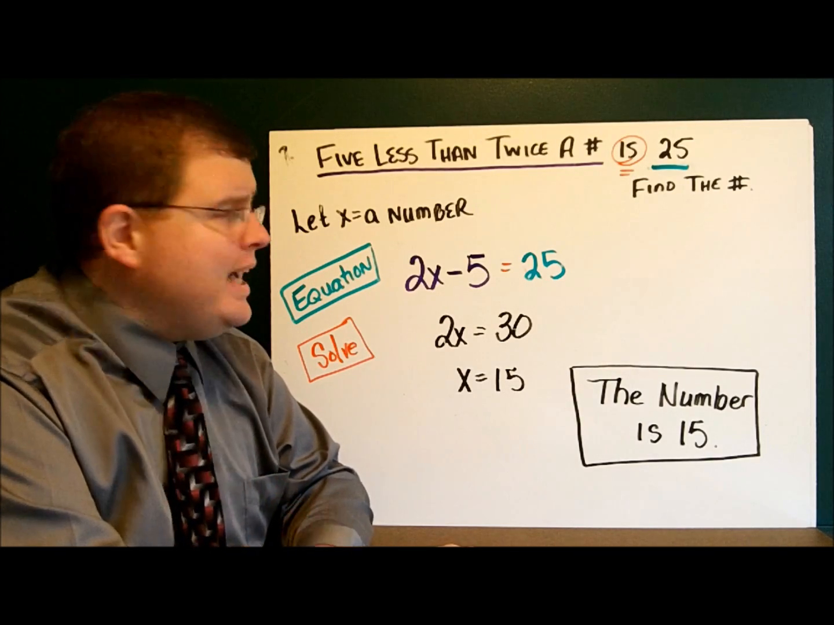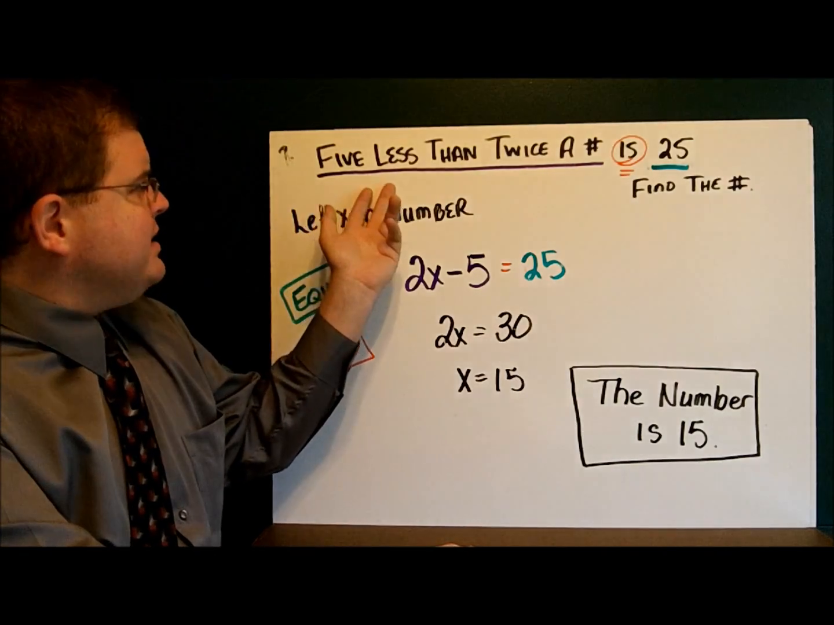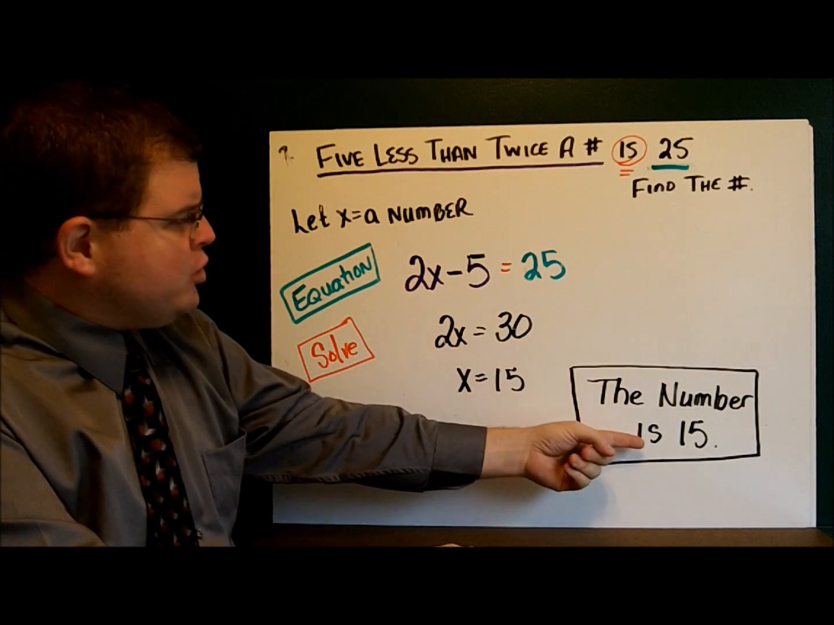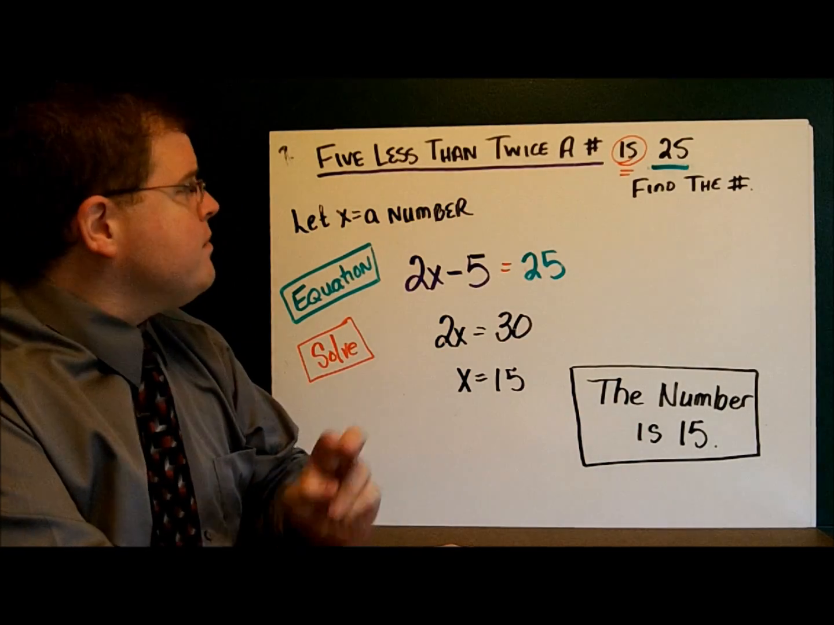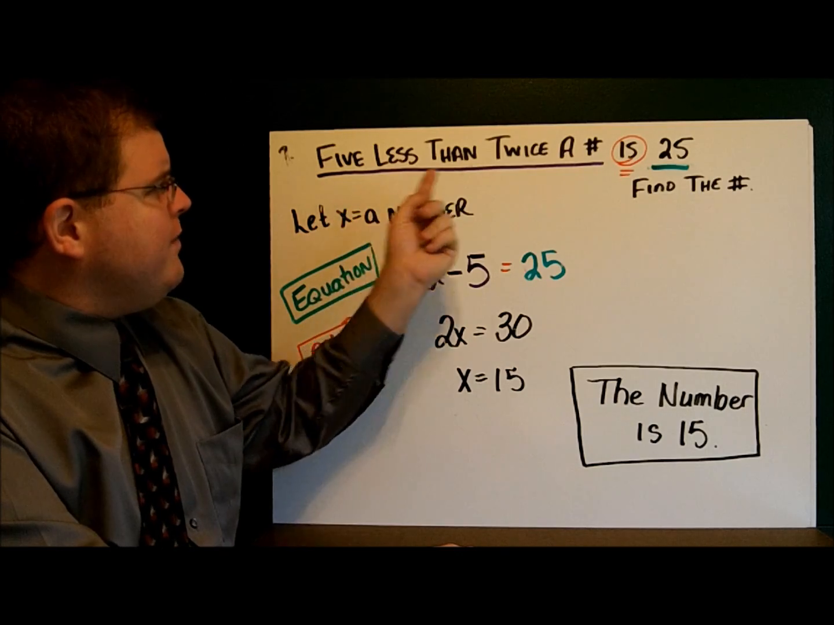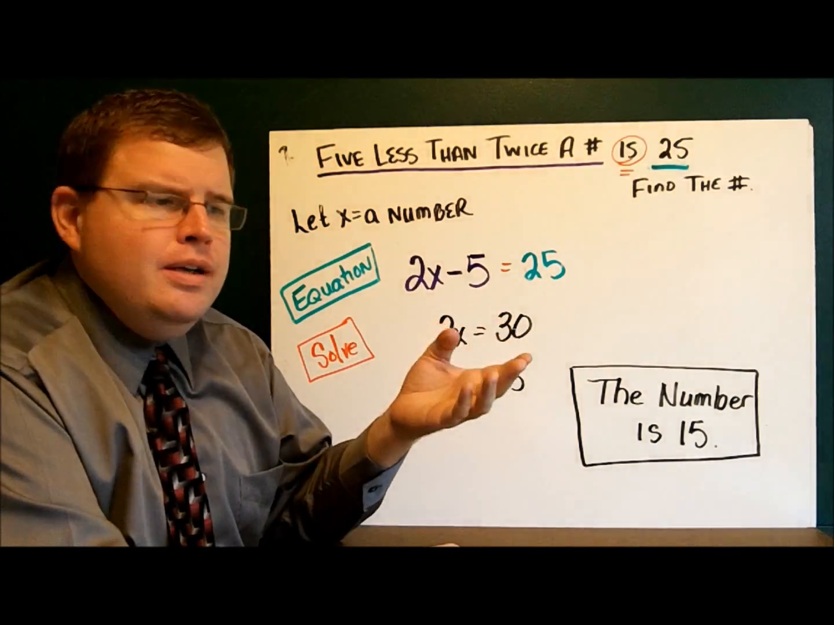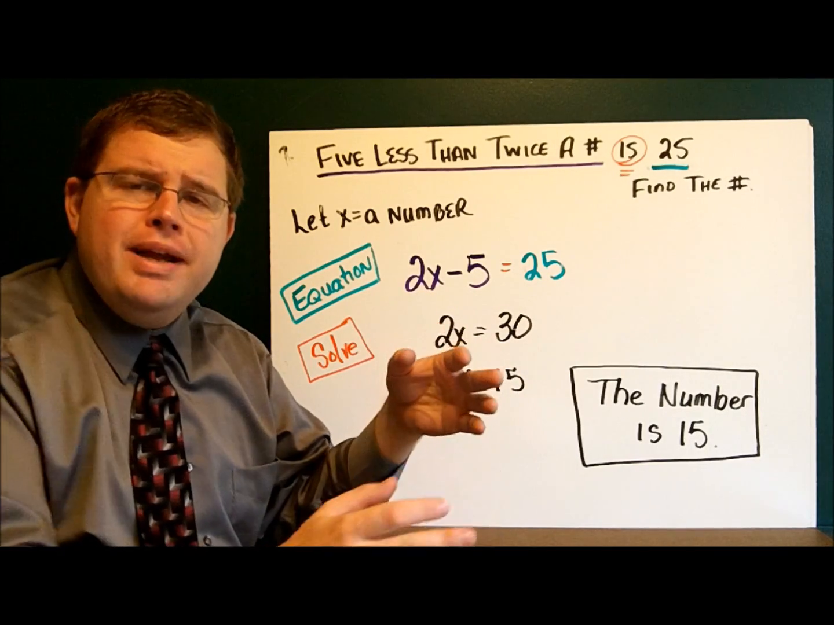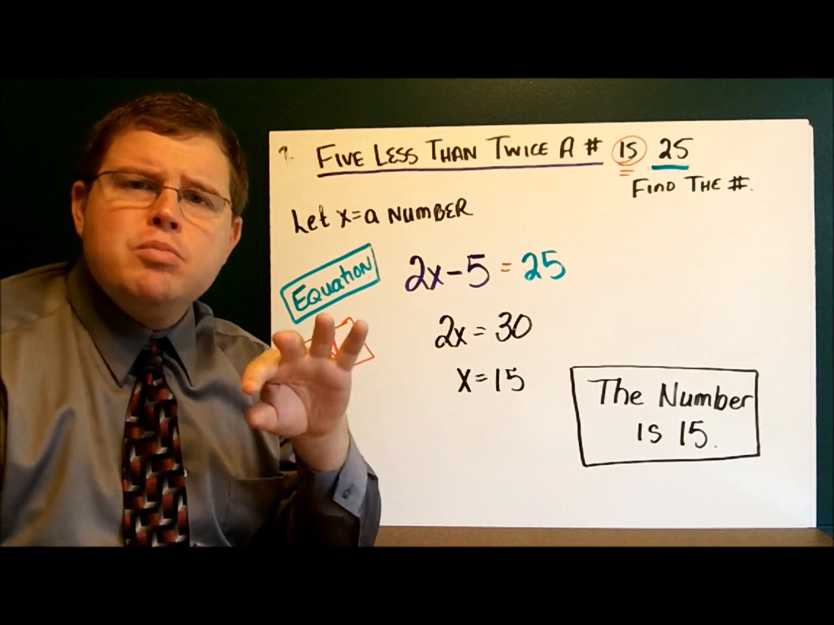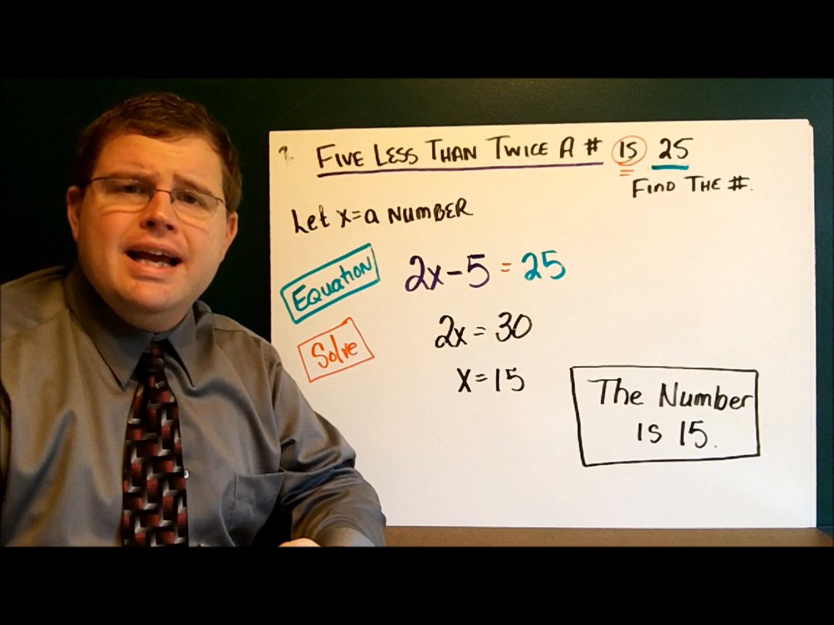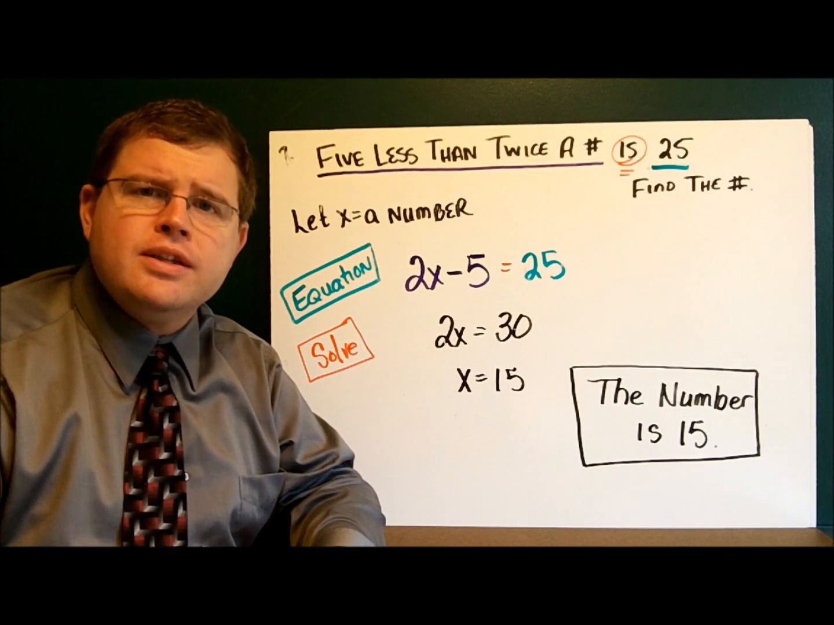Let's see if it makes sense. 5 less than twice a number. So twice the number would be 30. 5 less is 25. Yes, it makes sense. So that's a pretty good example. Now, sometimes the information from one of these problems is more embedded in the context. You actually have to read it a little more closely.